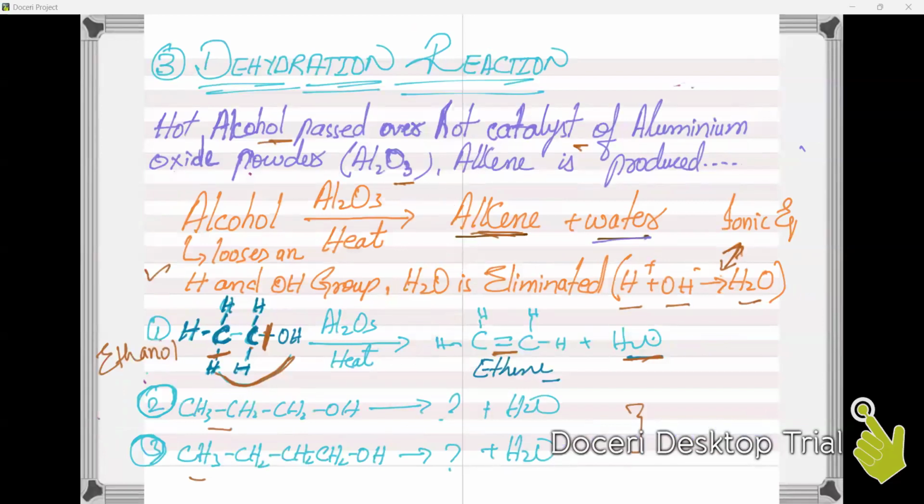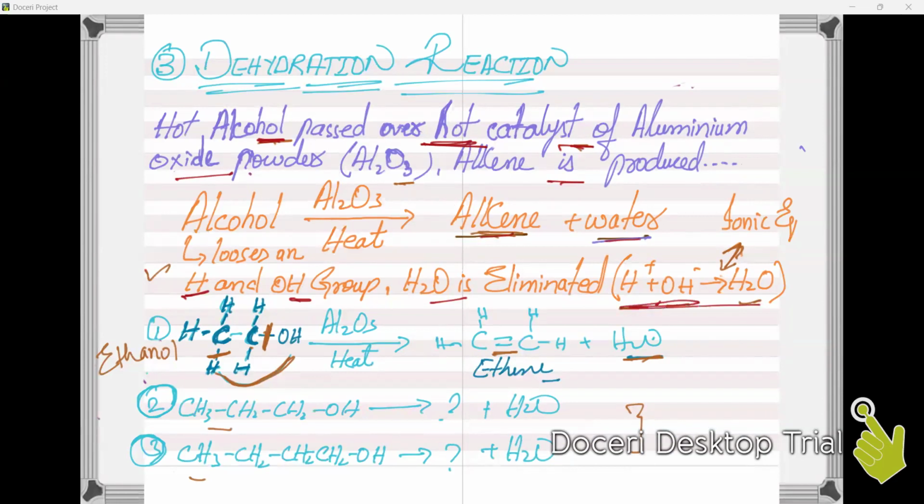Dehydration reaction is another reaction through which you can produce alkene. And how is that possible? You are treating basically hot alcohol. It is passed over what? Hot catalyst of aluminium oxide powder. So alkene is produced. Now alcohol does what? Basically alcohol loses a hydrogen and OH group. H2O is eliminated and it turns into alkene and water.